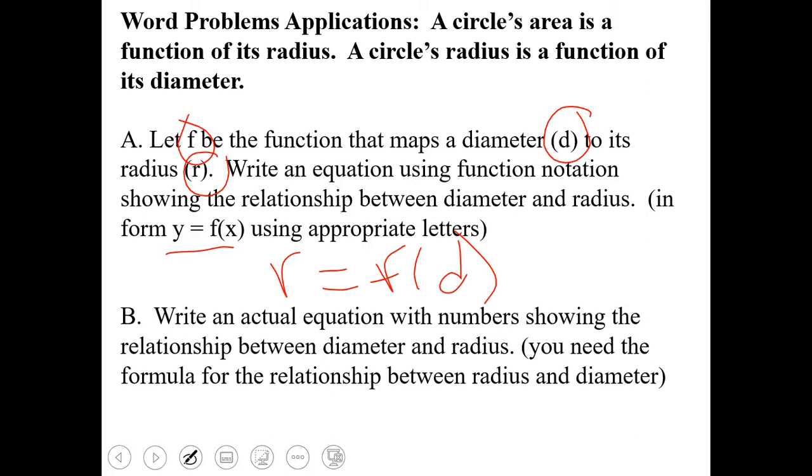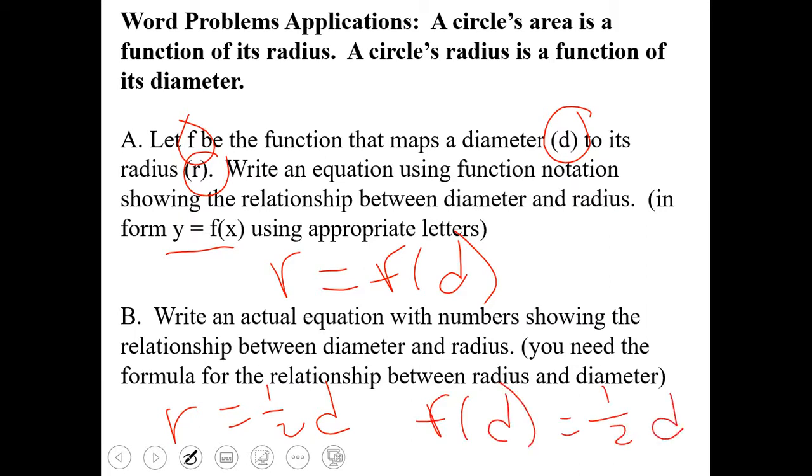In part B, I want you to now actually tell me numerically what is the relationship between a radius and a diameter. So the radius, if you remember, is always half the diameter. Then look at your answer for part A and look at your answer for part B. They're both r equals. So if they're both r equals, you can set them equal, which means you now have a function that says f of d is equal to 1/2 d.